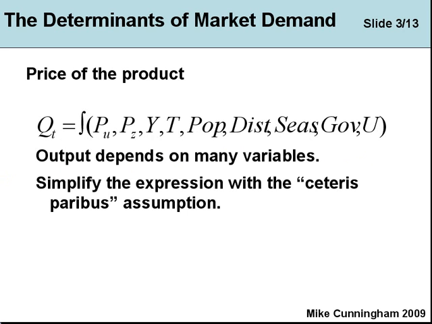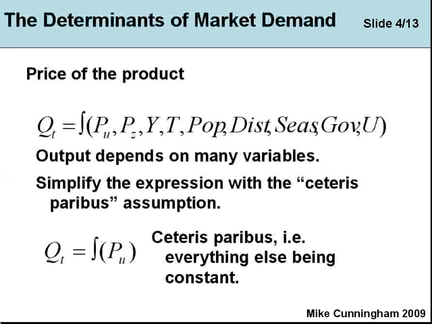So output depends on many variables, and what we do is we simplify this using the assumption of ceteris paribus. Now how ceteris paribus works is we simply take, instead of taking this long expression here, QT depends on price per unit, price of alternatives, income, taste, and so on. Instead of saying that, we just simply say, quantity demanded per unit of time depends on the price per unit, ceteris paribus. So where's everything else gone? Where's all of this lot gone up here? Well, we've assumed it to be constant, everything else being constant. In other words, it doesn't influence anything, it's constant.